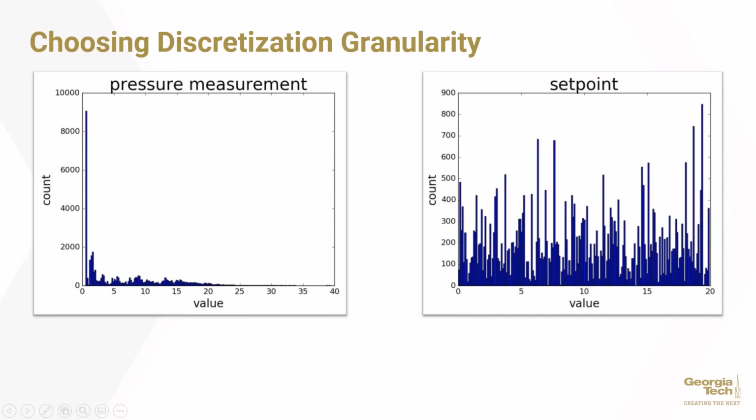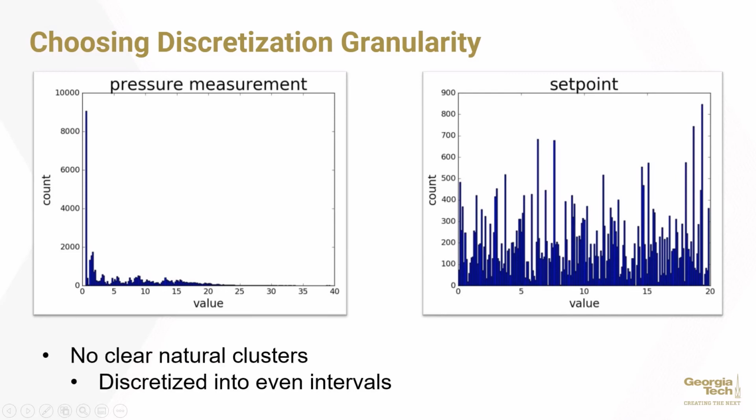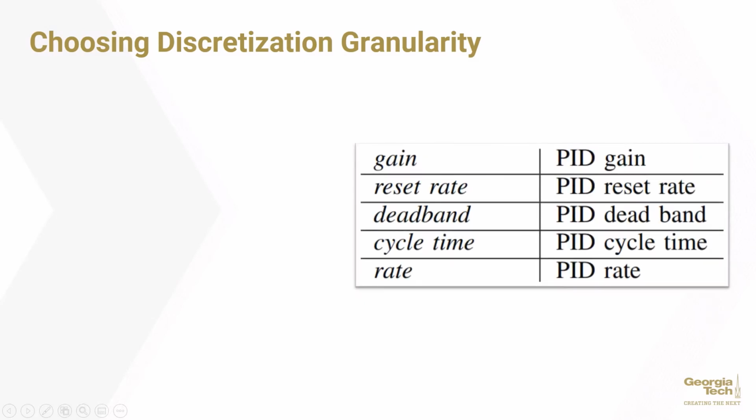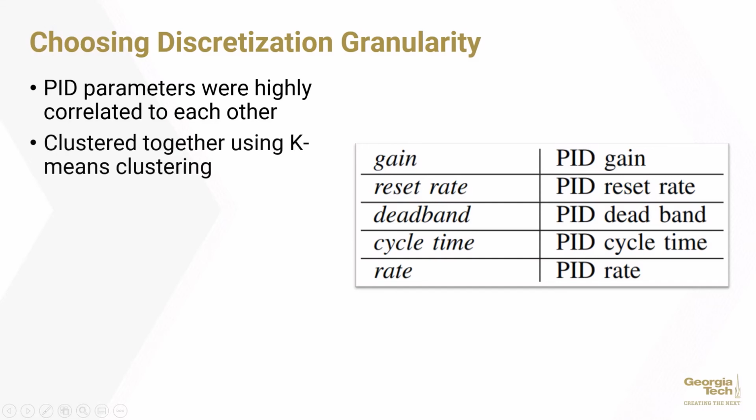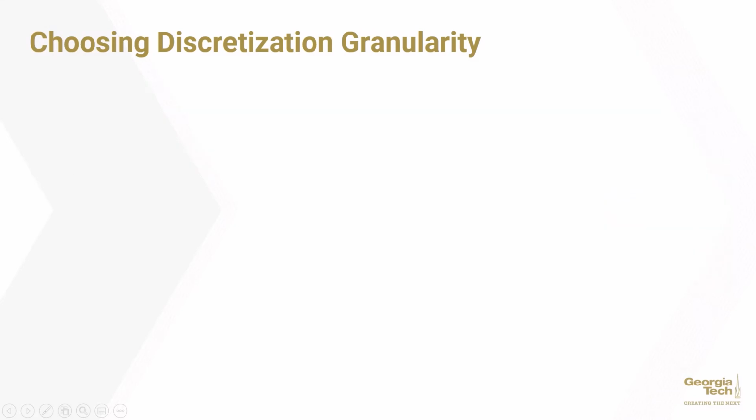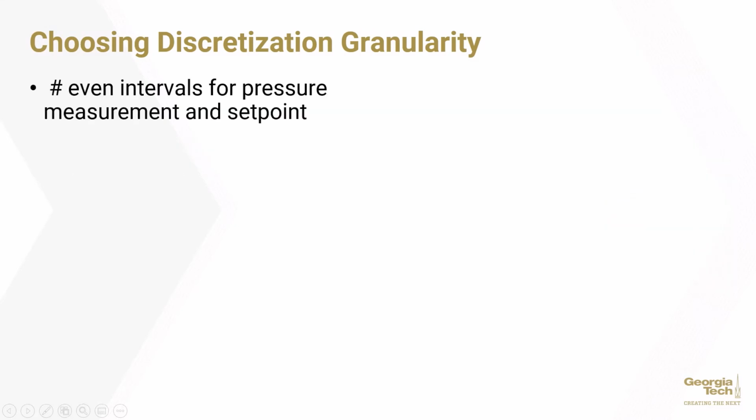And looking at the pressure measurement and set point, here there's not really any clear natural clusters. So with these, you're just going to discretize into even intervals. And then finally, with the PID parameters, which are gain, reset rate, deadband, cycle time, and rate, these are all going to be highly correlated with each other. So they're going to be clustered together into a single part of the signature using k-means clustering. And so with both the number of intervals for the pressure measurement and set point, as well as the number of clusters for the PID parameters, we need to determine values for each of those. So how coarsely or finely we're going to be discretizing those features.